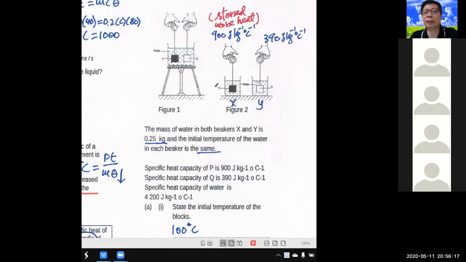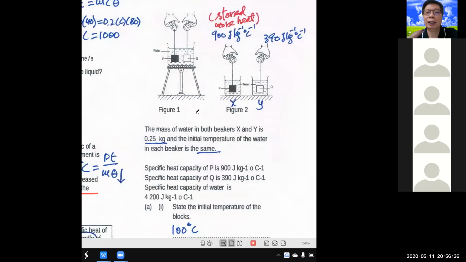So our assumption is that all the heat energy transferred here is not lost to the surroundings. All of it is used to heat up the water here. All the heat transferred by block Q is used to heat up the water. Understand? No heat loss to the surroundings. This is our assumption now.